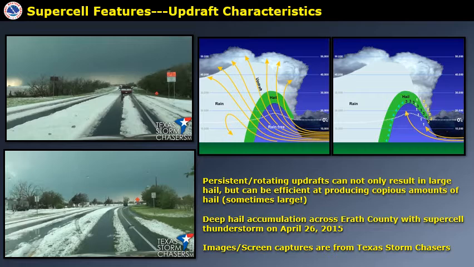Cells on this day were also very efficient at producing not only large hail, as we saw in the image earlier with 3-inch diameter hail, but also copious amounts of large hail. So the imagery here on the left is from portions of Erath County on April 26, 2015, where there was a significant accumulation of hail, so much that it appeared as if it were snow. And note that this is indeed during the spring, as there is a fair amount of green leafy vegetation as seen in the imagery as well.